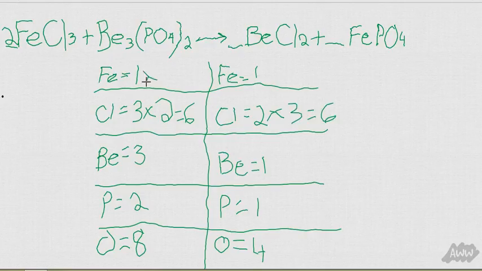Then we times it by 3. Okay, so he ran out the steps. Since we made it 6 on the first side, we have to make it 6 on the other side. So we use the coefficient up there to make it 3, or to make it 6 total.